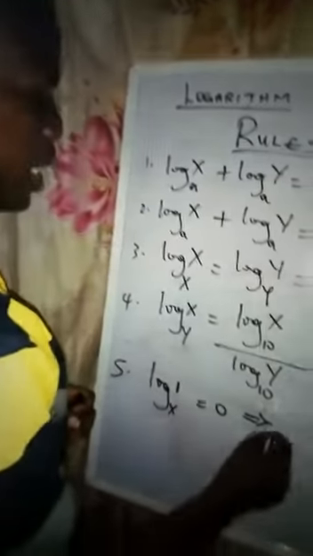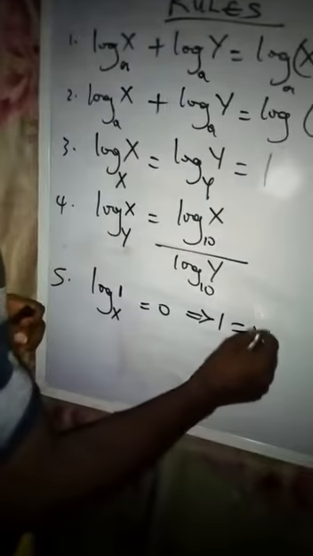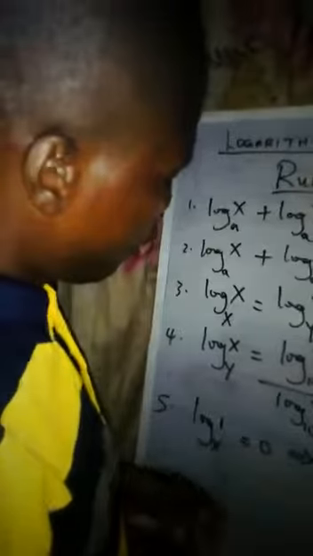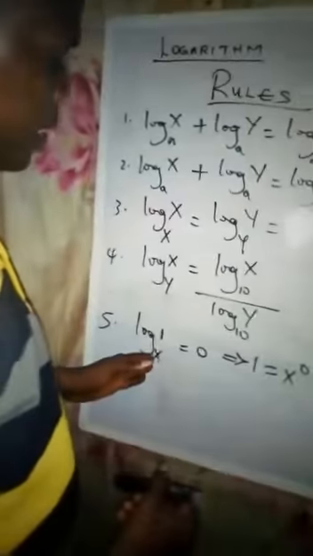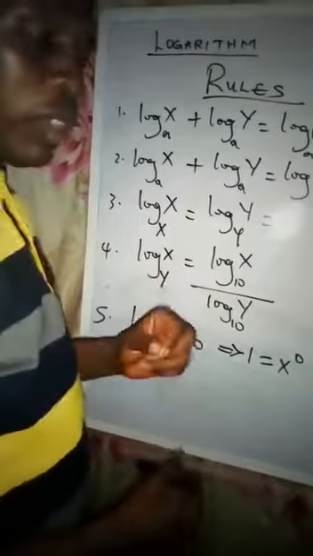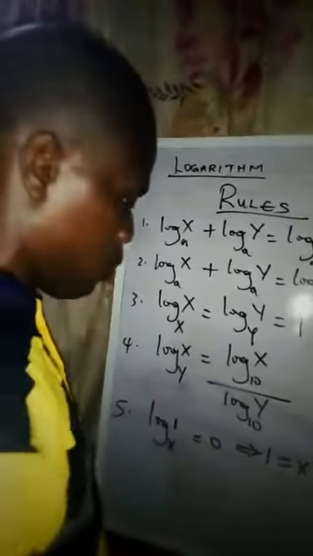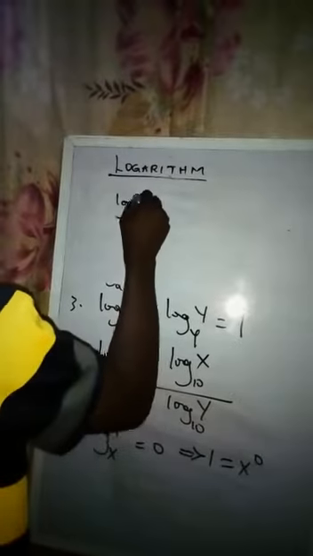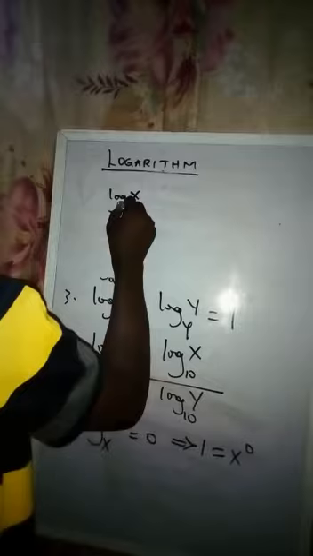So with this, we can say 1 is equal to x raised to the power of 0. That means if we are given a number 1 to a base x and we are looking for the logarithm, it will give us 0. And that will also lead us to other rules where we are able to solve certain problems, like when we want to solve something like log x base 2.